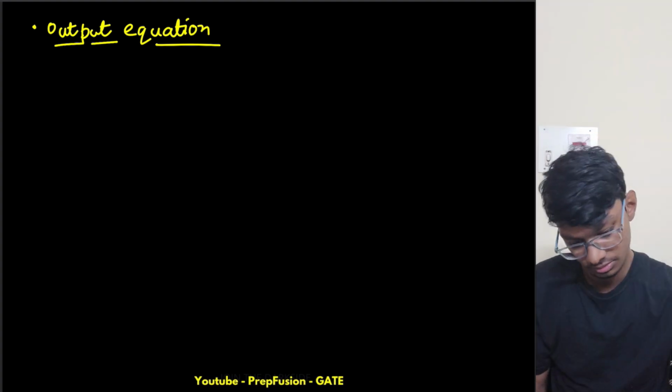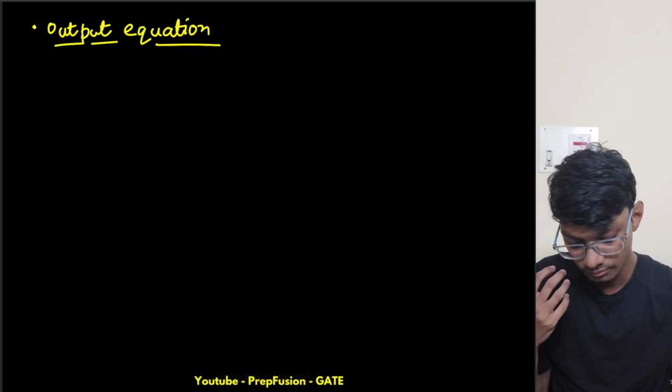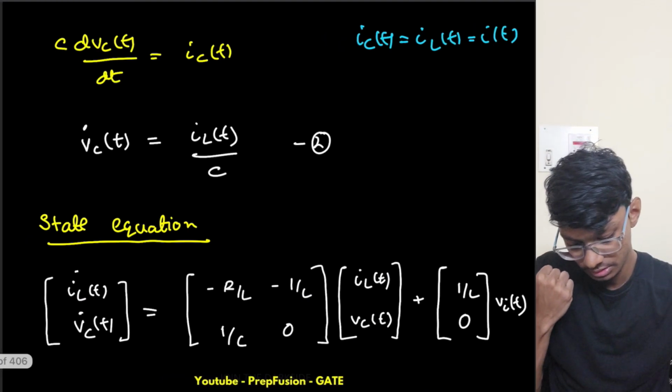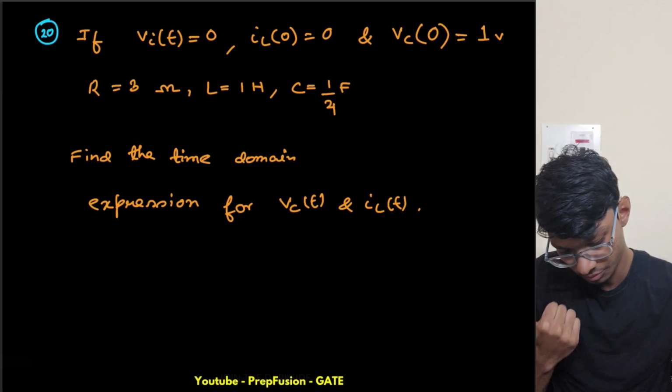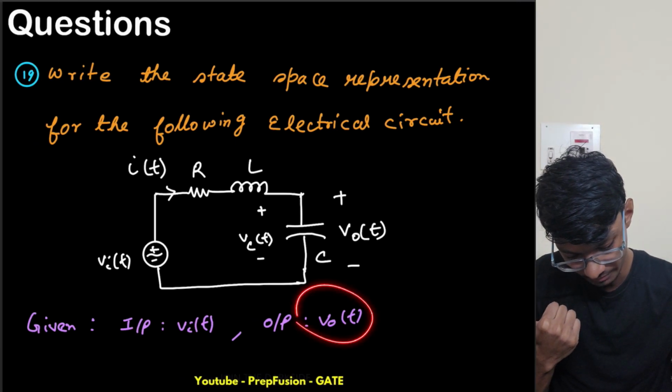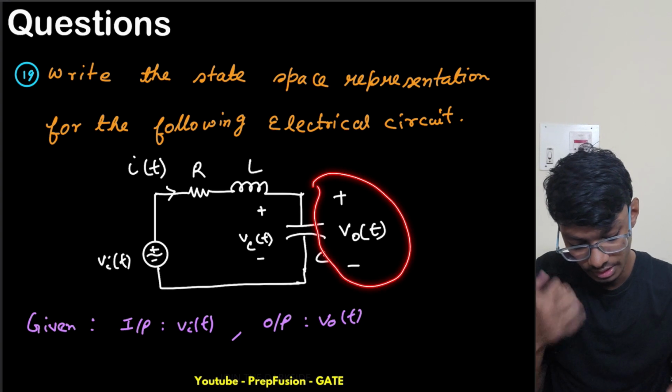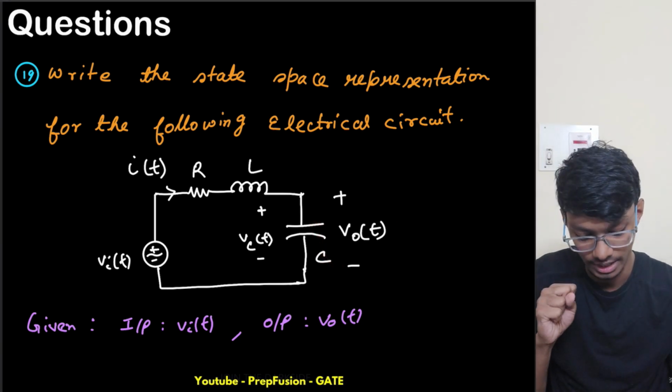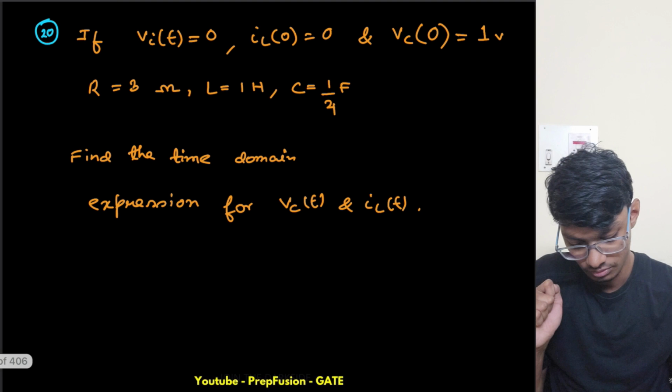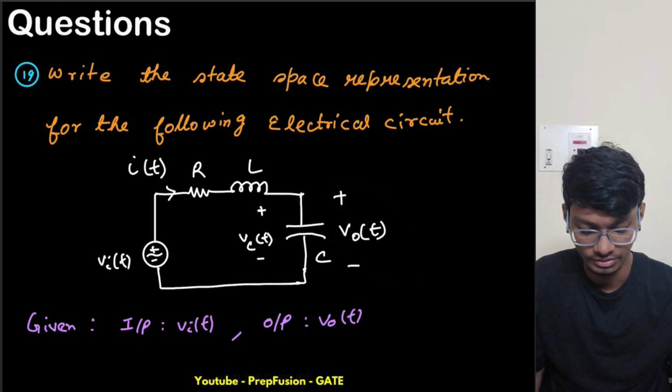What is the output equation? So the output equation, right? We have to write what the output is here. The question has specified the output, V of t, so we write V of t in terms of the state variables and the input itself. So what is V of t equal to? V of t equals VC of t only.